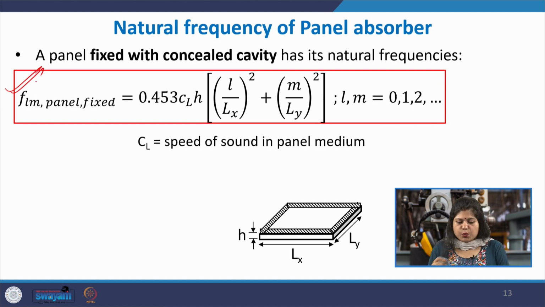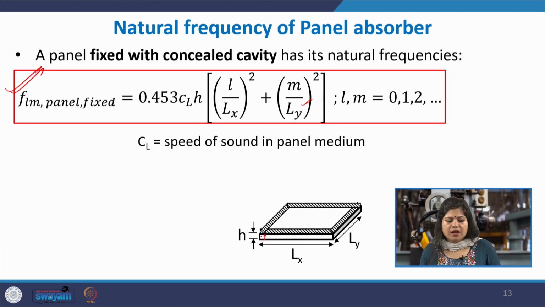Lx is one dimension of the panel, Ly is the other dimension of the panel, and you know that a set of discrete frequencies can exist. So, the natural frequencies can be a set of discrete values. And H is the thickness of the panel, or the thickness of the concealed air cavity within it.